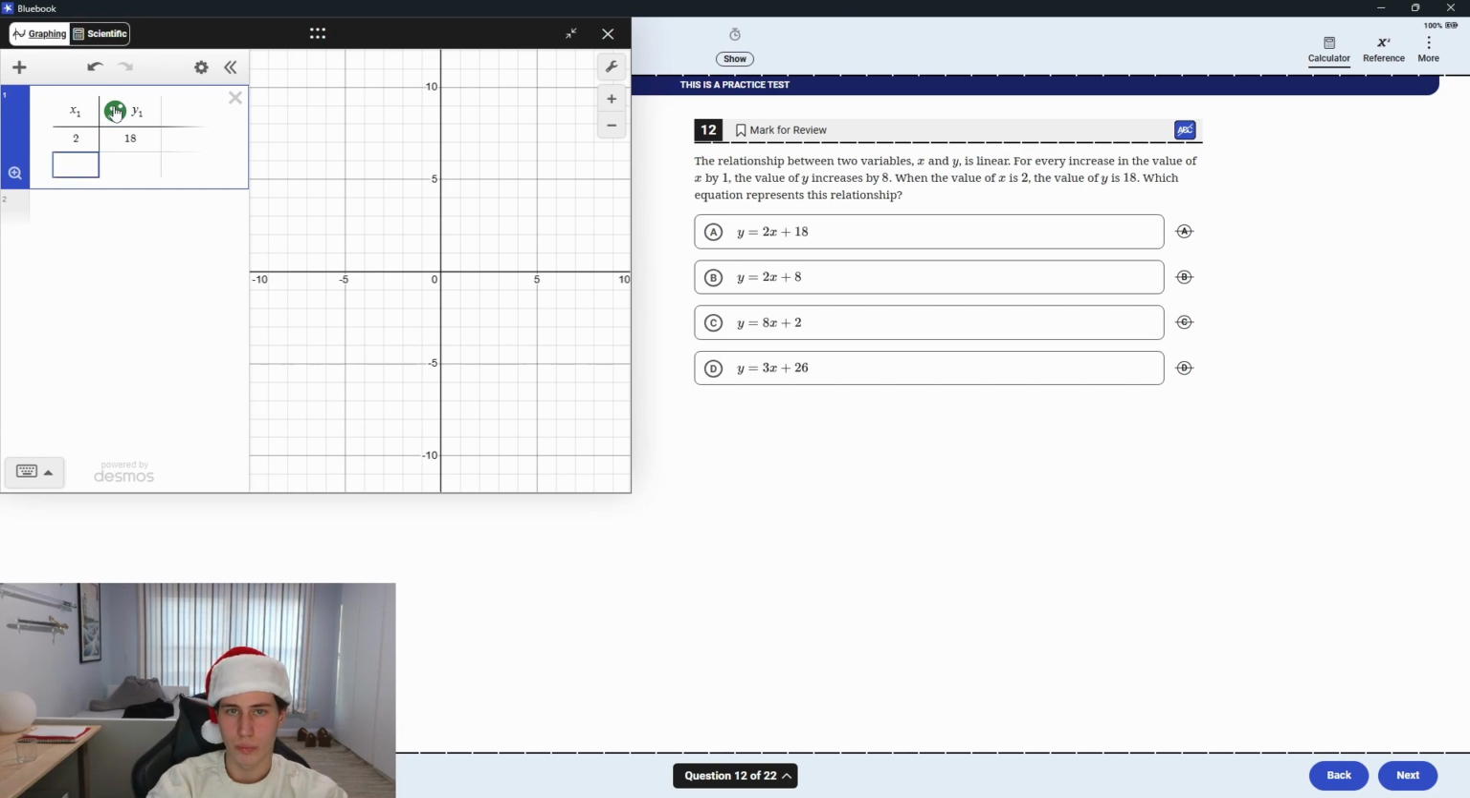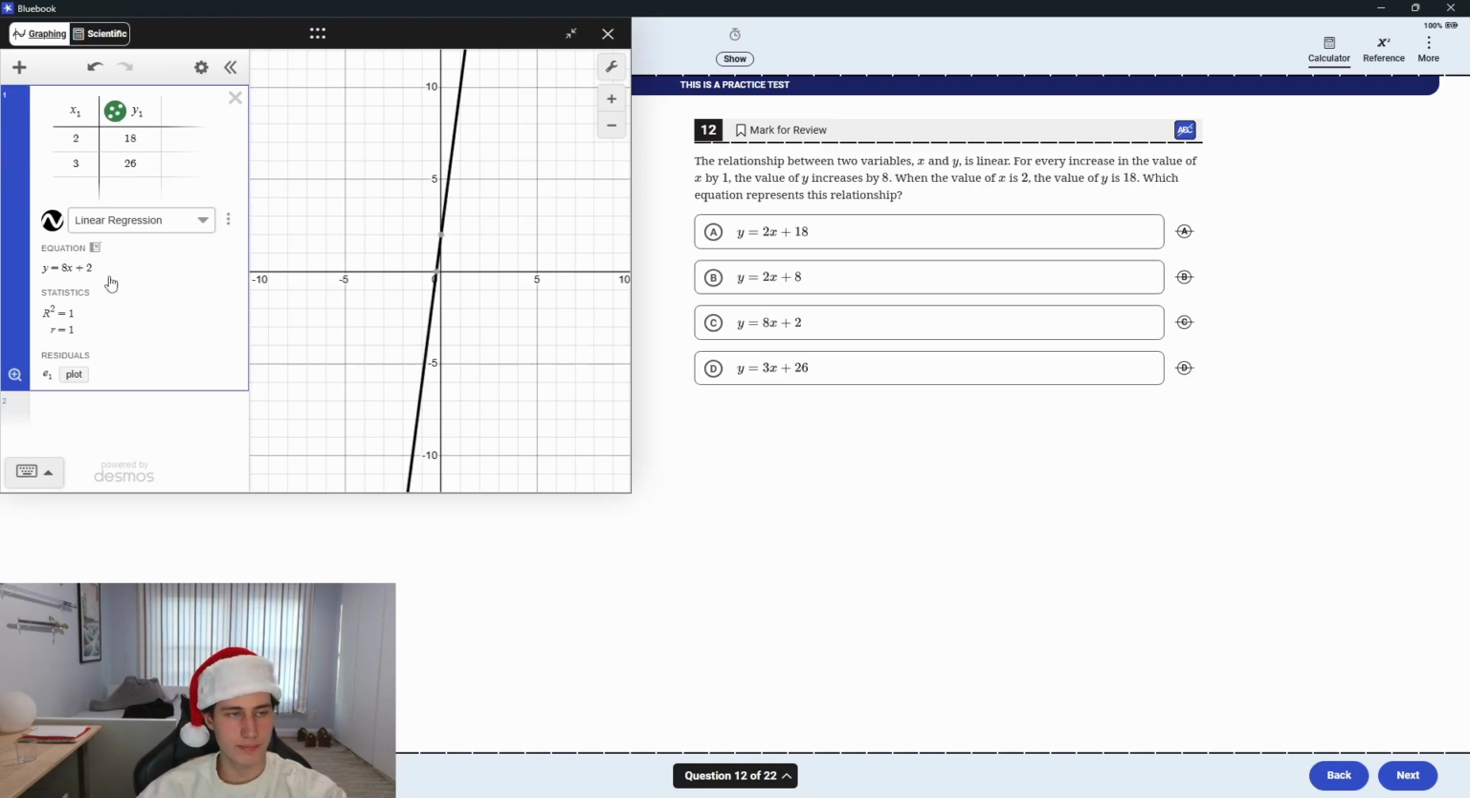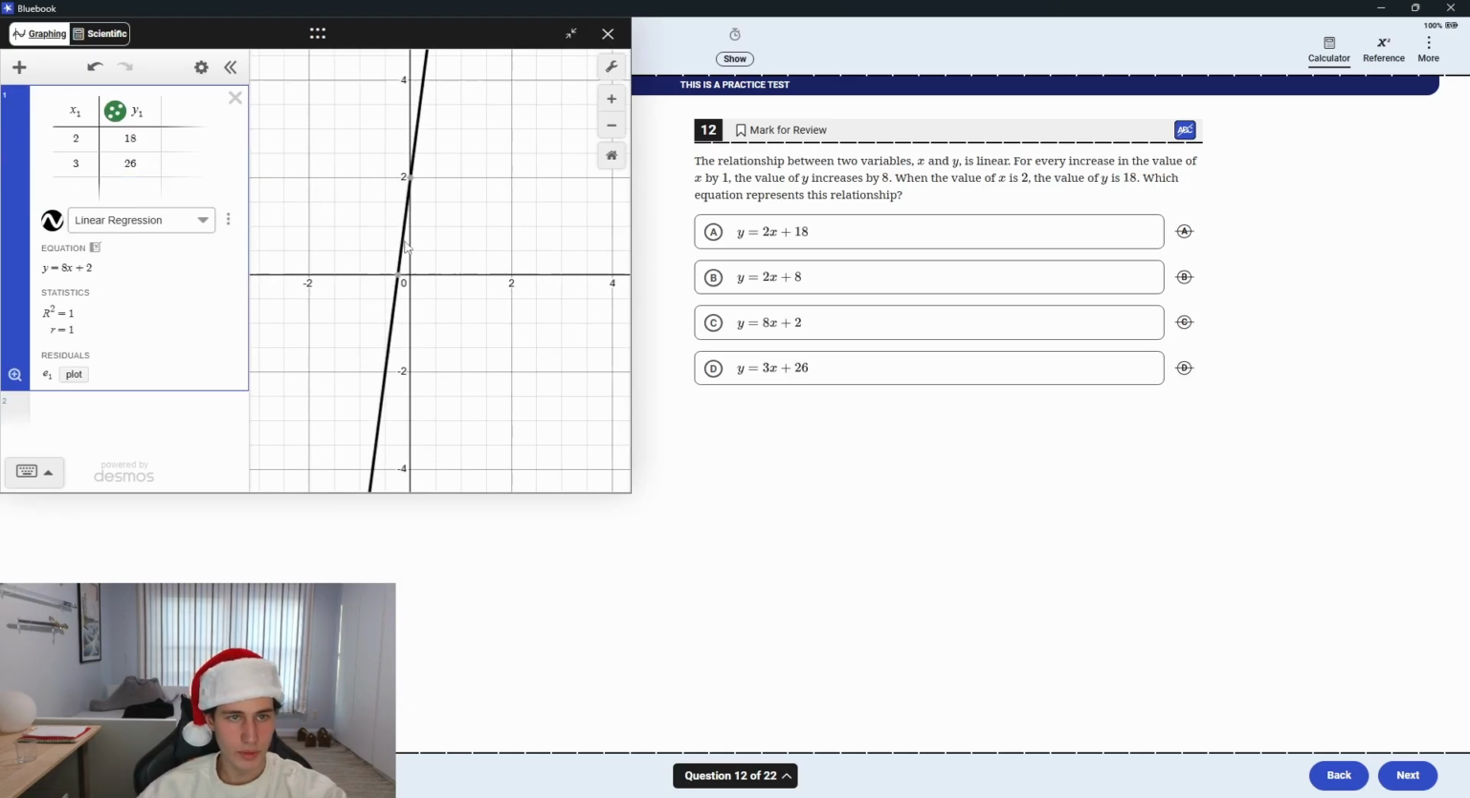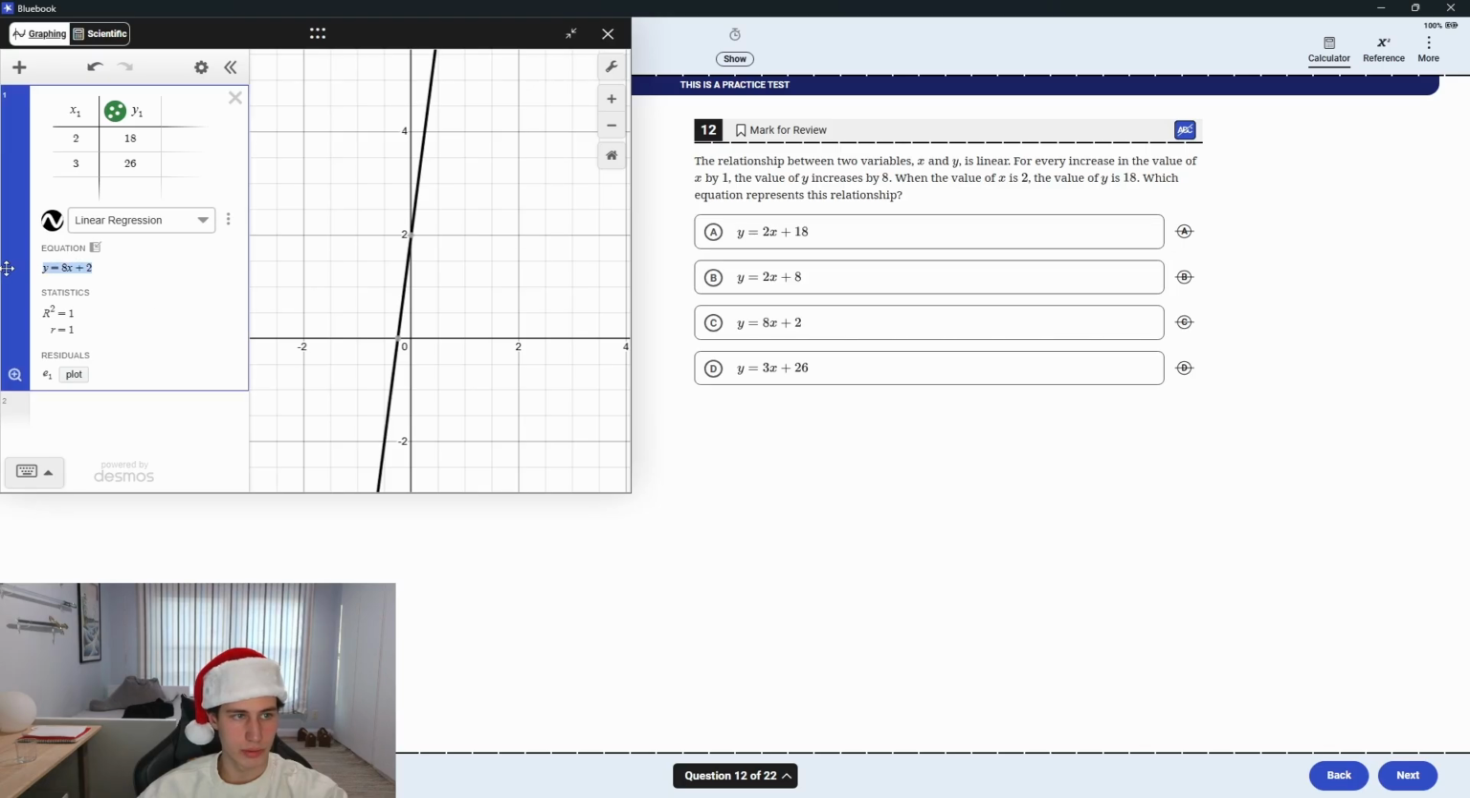And then when x increases by 1, so x is 3, y increases by 8. So what's 18 plus 8? 26. Then we can use this regression that we found here and find the equation of the line, which equation represents this relationship, and it's 8x plus 2.